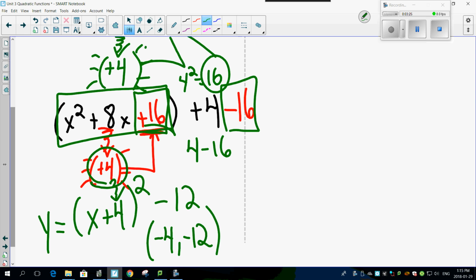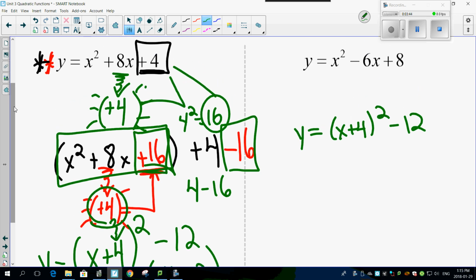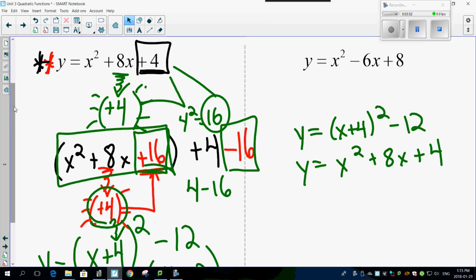But I know what you're saying. You've got to be able to prove that to me. I don't believe you. Well, wait a second. Okay, let's write these things out. Write out the two equations here for a second. y equals (x plus 4) squared minus 12. And write out the original. The original here was y equals x squared plus 8x plus 4. Now let me show you a couple things. The first thing I want to show you is this.